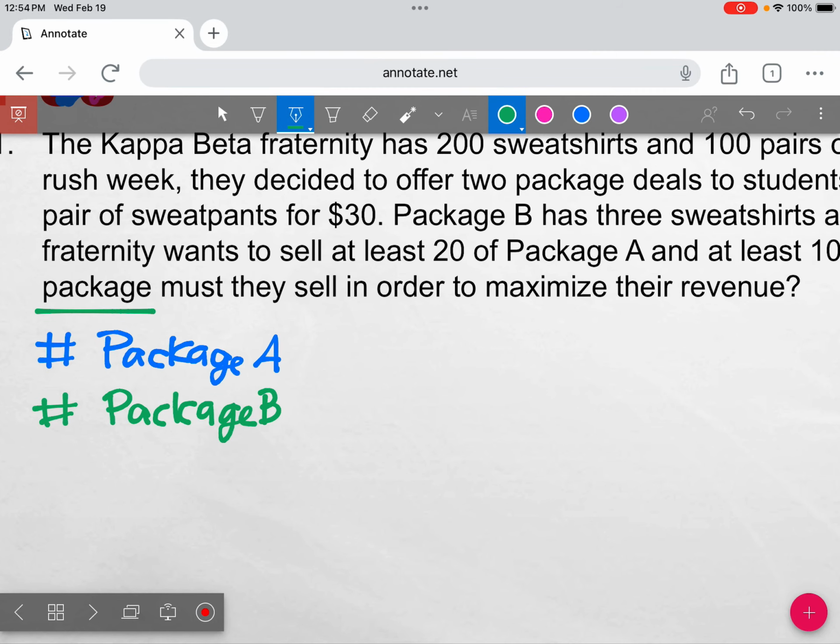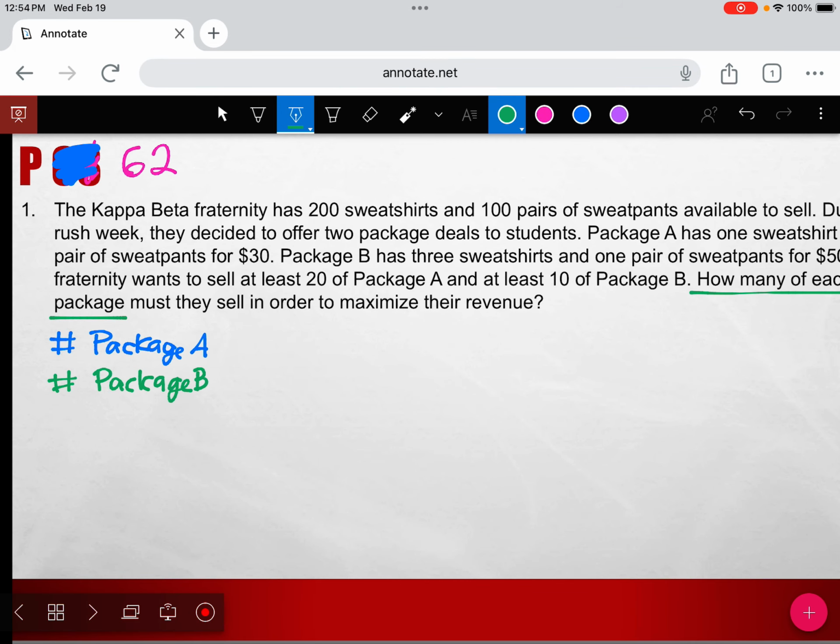So the question at the bottom is a good place to start. If we don't even know what to set as our variables, if we can't figure that part out, the question is a really great place to find that information. How many of each type? So I want to know how many package A. I want to know how many package B. So that's what we need our variables for.